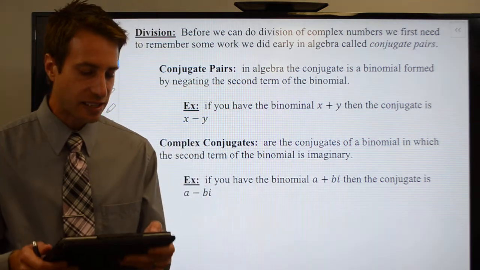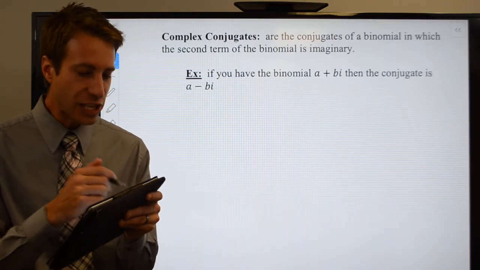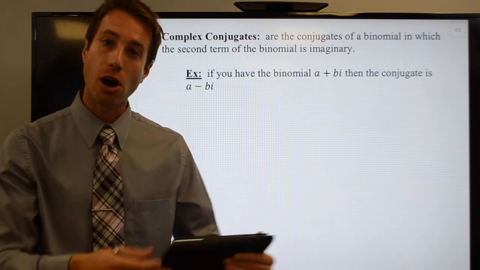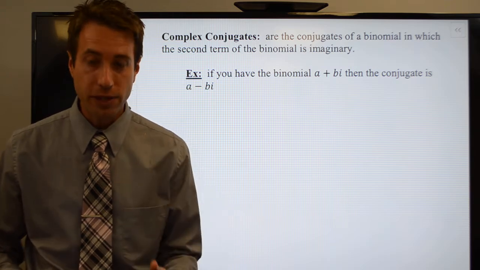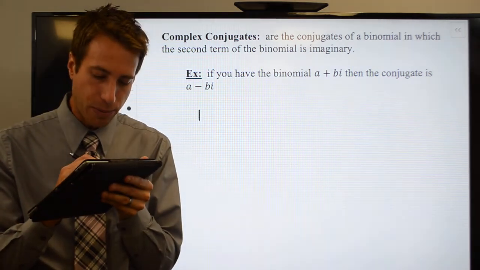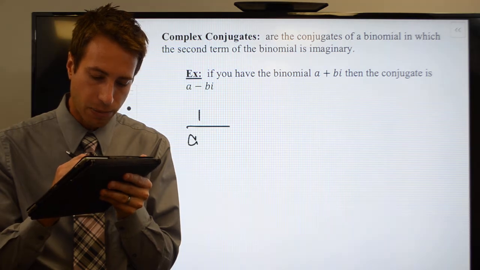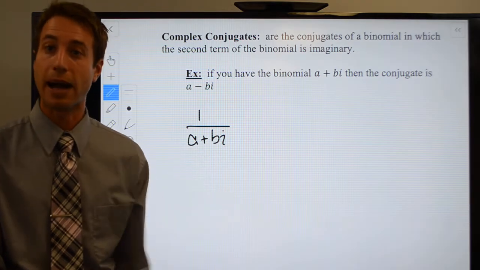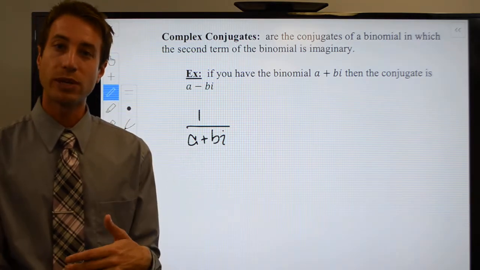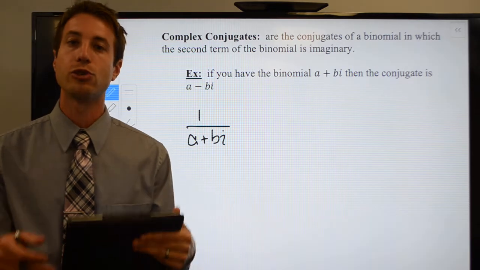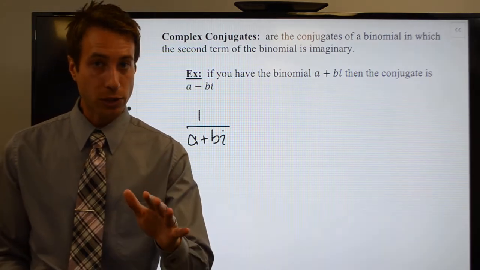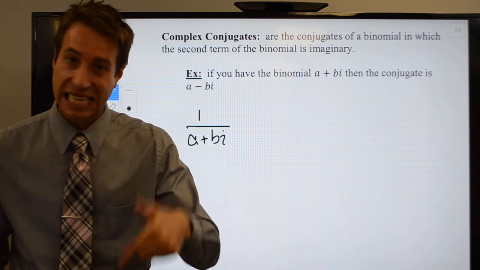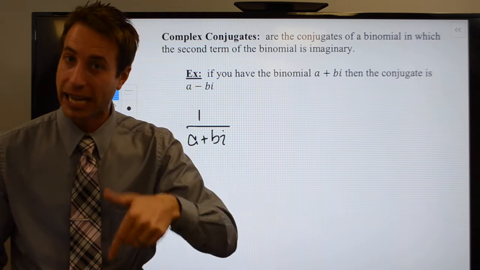Now, here's the way that division is going to work. You are actually going to be doing multiplication by the complex conjugate of the denominator. So if, for example, you had 1 over a plus bi, this is division by a complex number. But instead of doing division, you're going to multiply by the complex conjugate of whatever's in the bottom. I don't care about the top, I only care about the bottom.